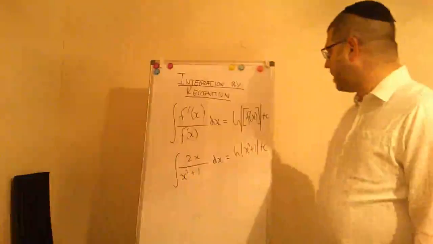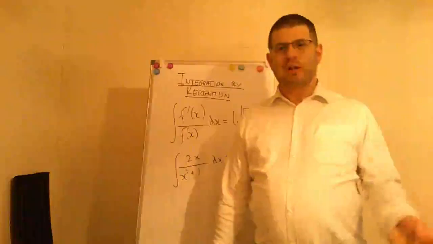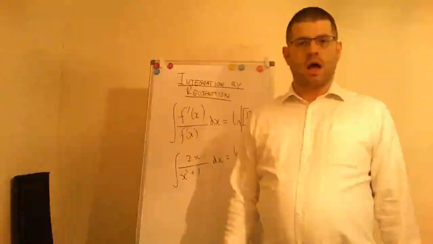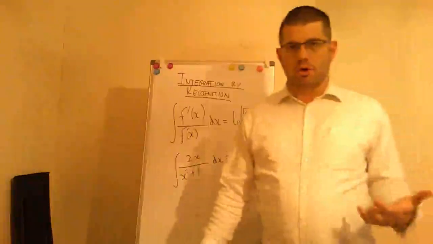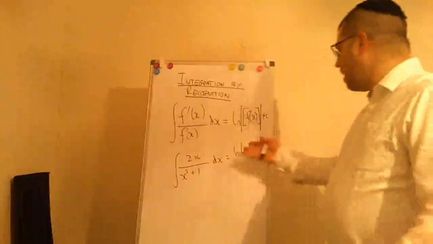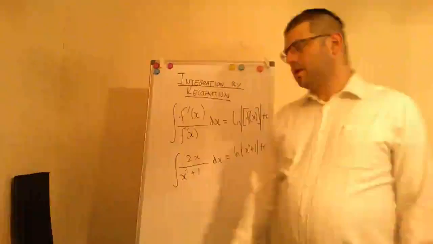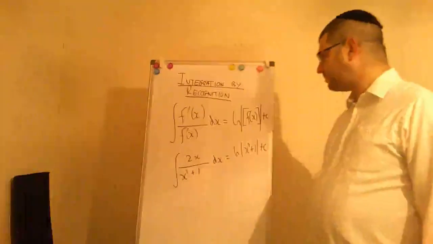Okay? But you add 1, x squared plus 1 cannot be negative, so you don't need the modulus. But if you write the modulus, even if you don't need it, it's not wrong. Okay? But I don't need the modulus. That's a rare example. So just put the modulus in.